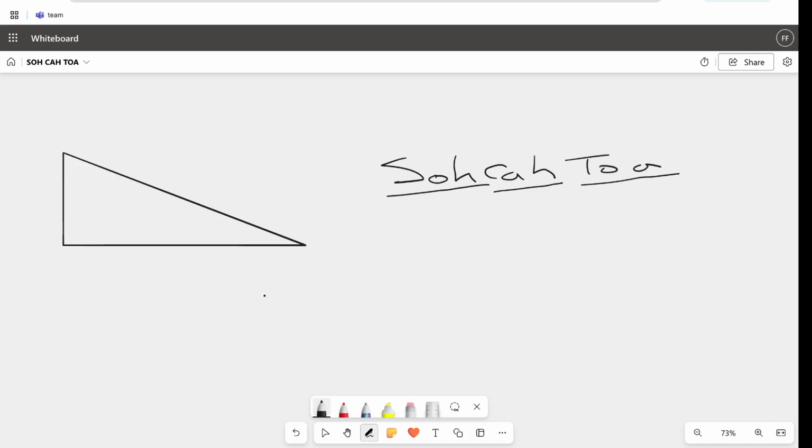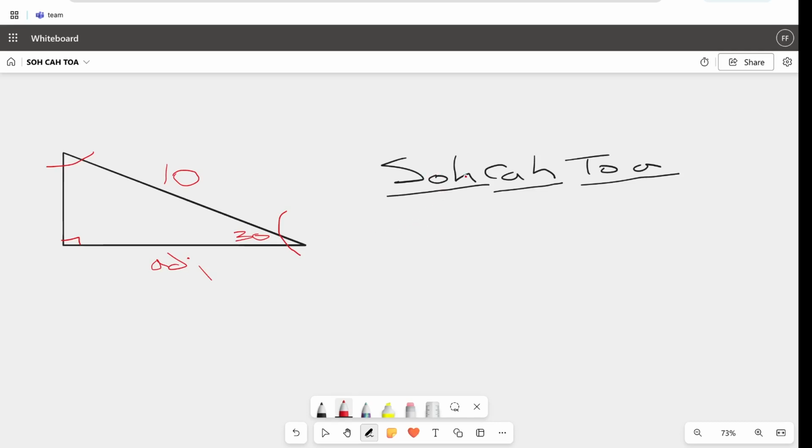SOHCAHTOA. And remember that this is the right triangle and these are the acute angles. Now let's say you are being given the hypotenuse and this angle, 30 degrees, and we need to find the adjacent side of this right triangle.